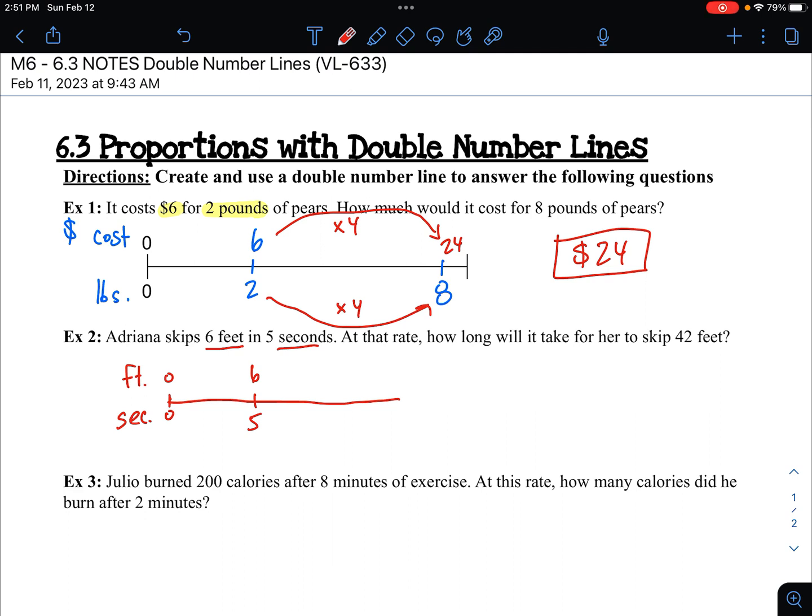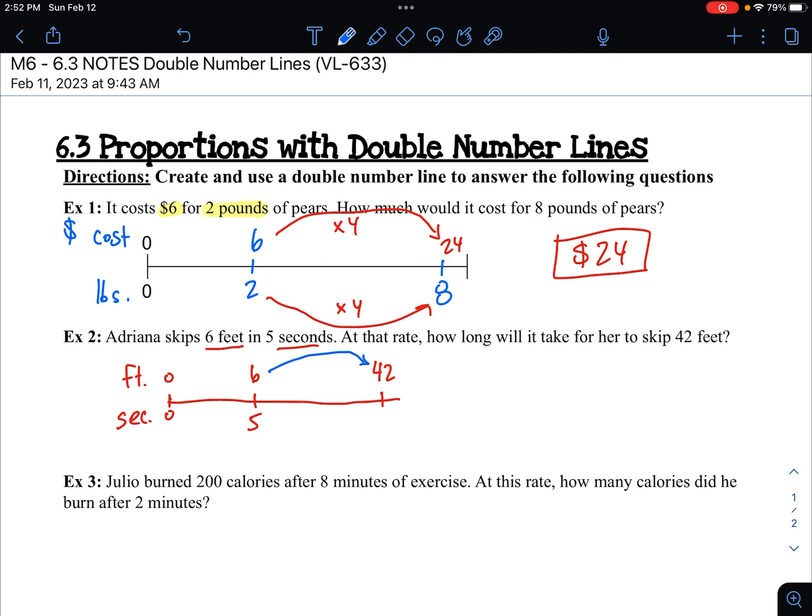42 feet? So, 42 is much bigger than 6 feet, so it's going to be somewhere up there. And we're going to write 42 at the top with the feet. So how do I get from 6 to 42? That is the question. How do I go from 6 to 42? You know, you multiply by 1.